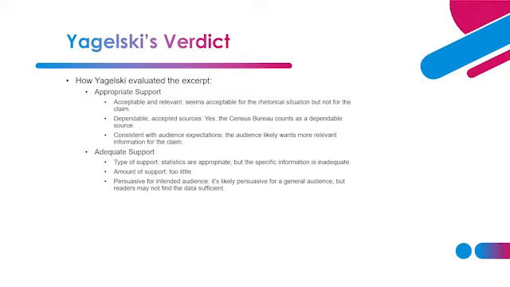Next, dependable accepted sources. The one source that she cites in this passage is the Census Bureau, which does count as a dependable source. And third, is it consistent with audience expectations? In Yagelski's opinion, the audience likely wants more relevant information for the claim. So in this case, it is not appropriate support. Let's see if it is adequate.